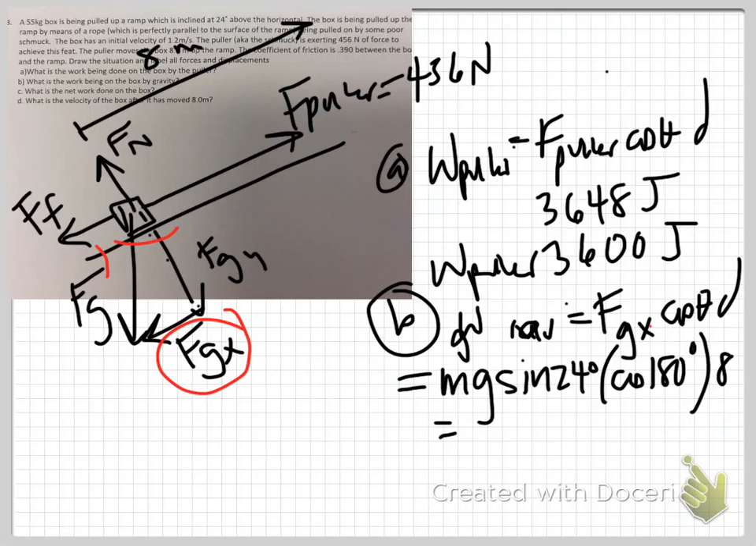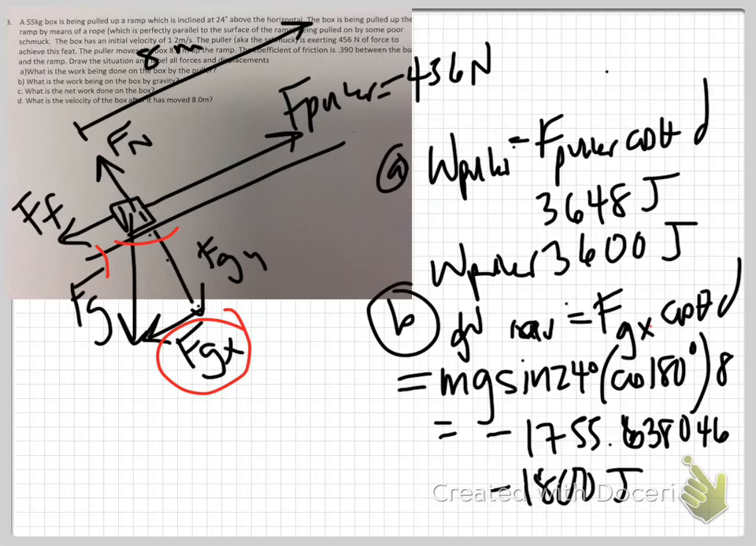So we get work of gravity as negative 1800, well, the raw answer, I'm sorry. Raw answer was 1755.638046. So we get negative 1800 joules is the work done by gravity. And most people, if you remembered to use gravity on the x, people got this without a problem.